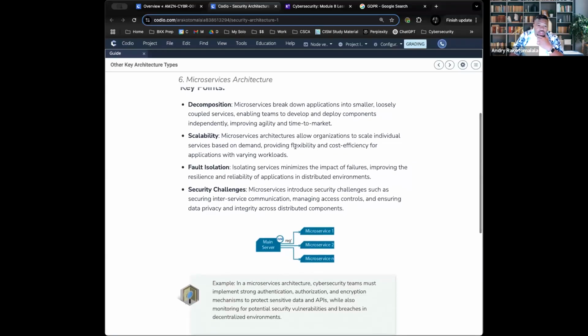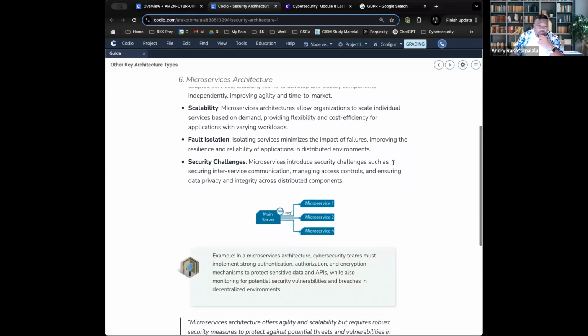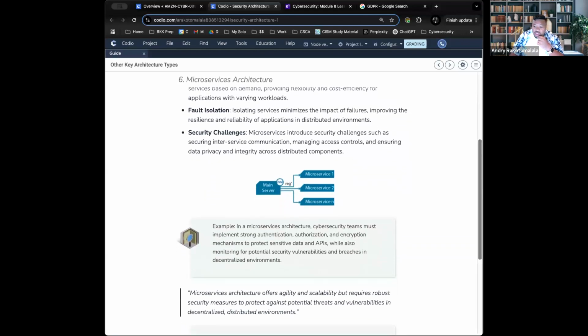They're scalable because you can build them up to scale. Fault isolation, you don't have to worry about that. Security challenges. Now, one of the things you need to keep in mind here is that when you have a bunch of different microservices, that means there are more endpoints. Each of these microservices in and of themselves is an attack surface, meaning that if they have an attack, then that might impact your overall server or overall functionality.